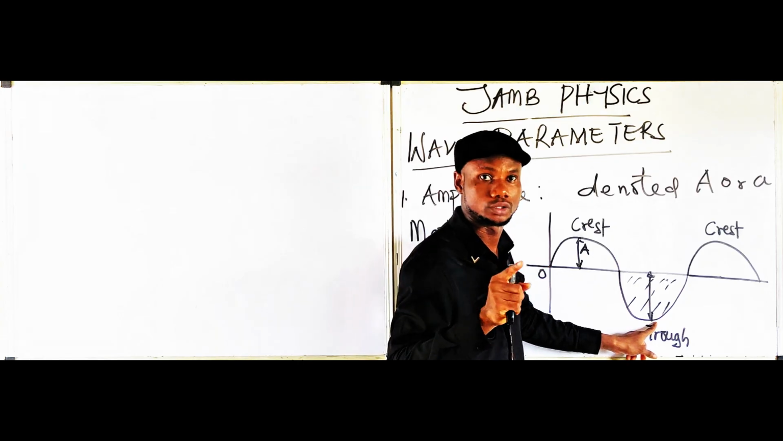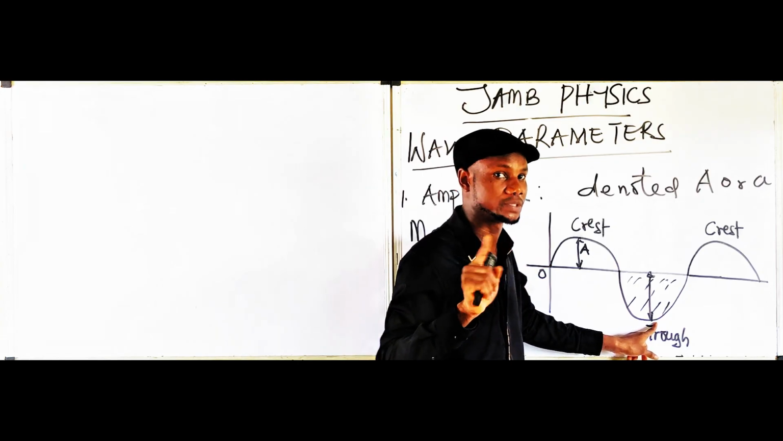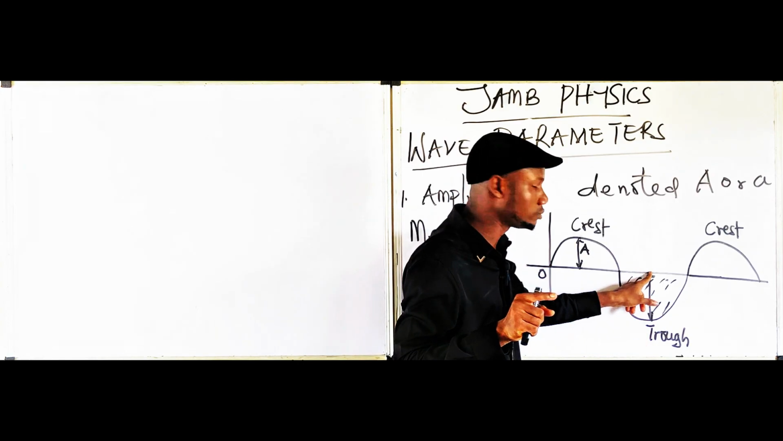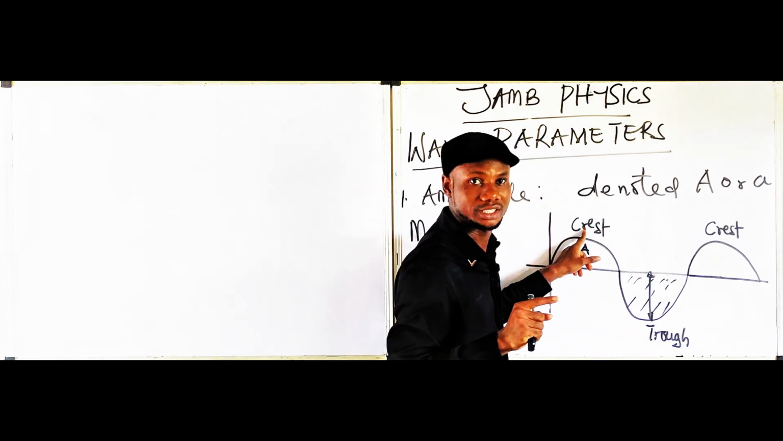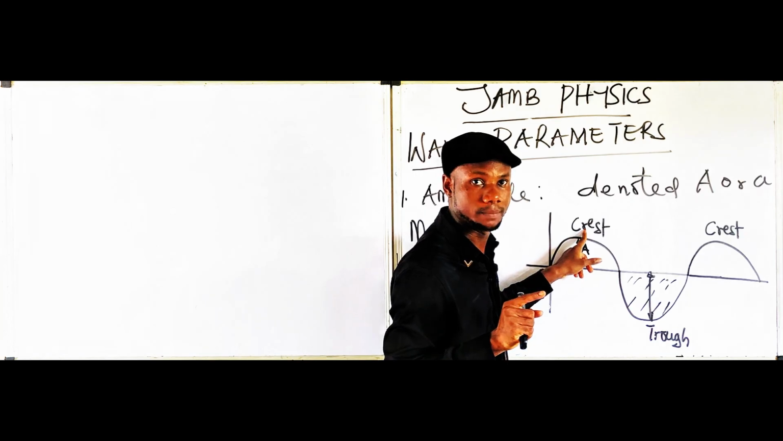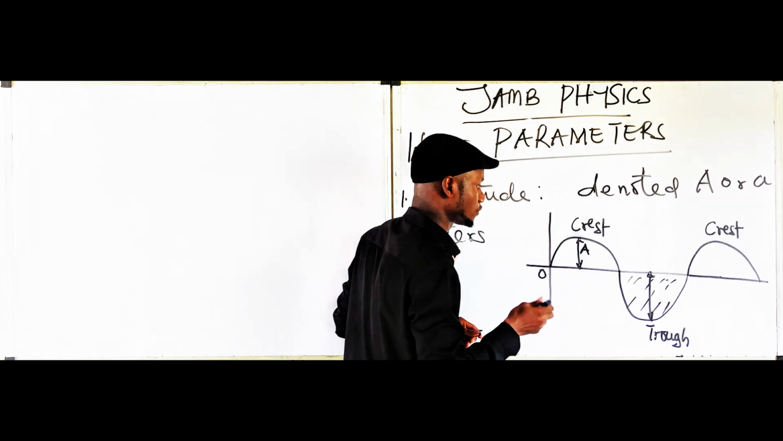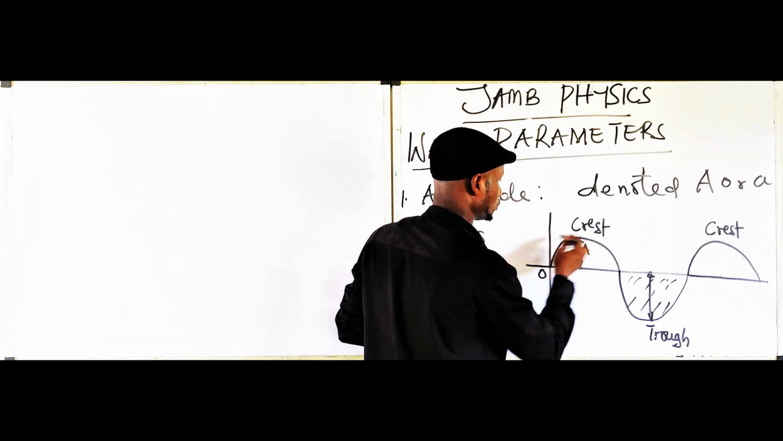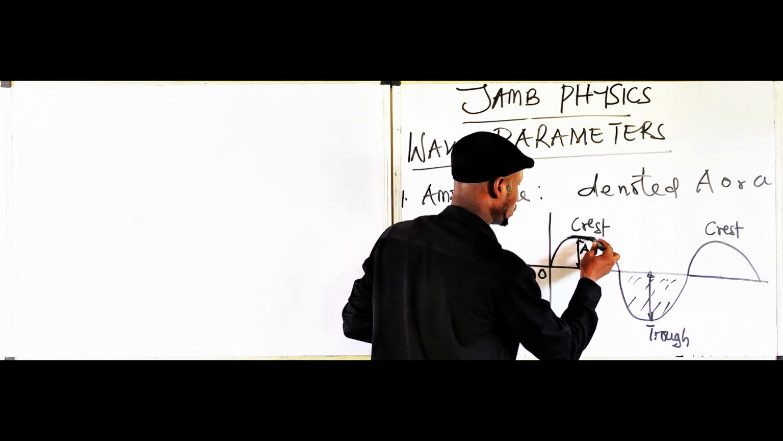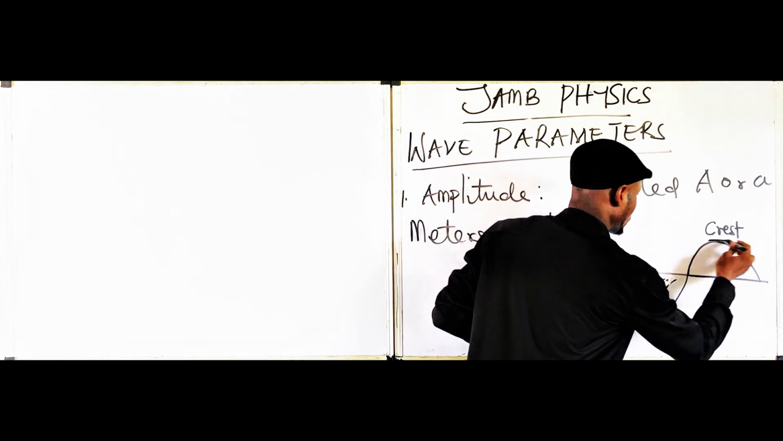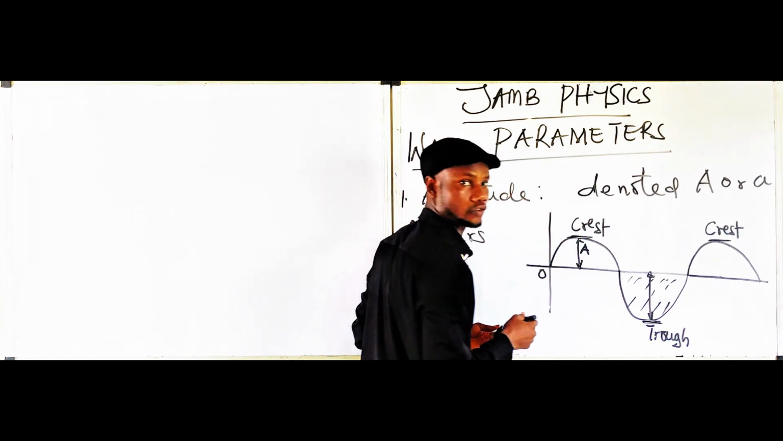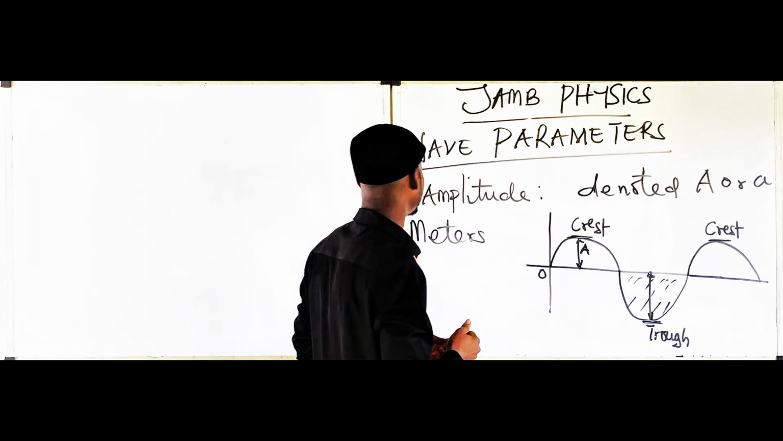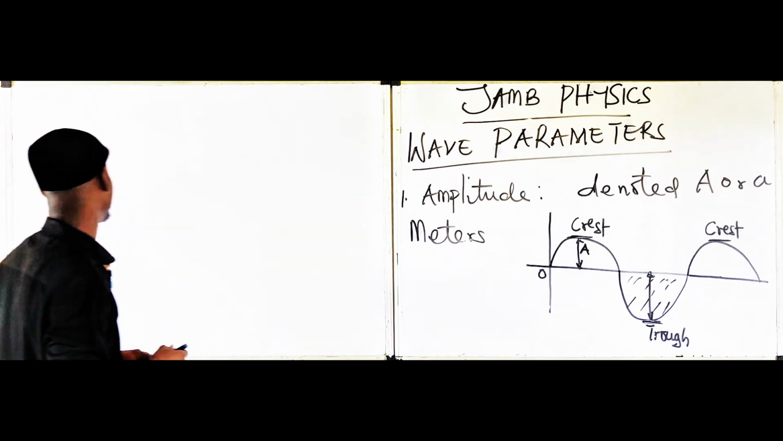It's also amplitude. They might not define amplitude to be maximum displacement. The point of equilibrium to trough, or the point of equilibrium to what? Crest, is also what? Amplitude. Okay, so from here to here is said to be amplitude. But this top here we call it crest. This bottom down here we call it trough. Please take note.